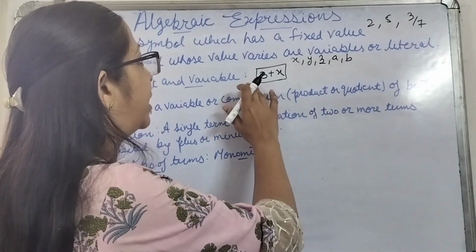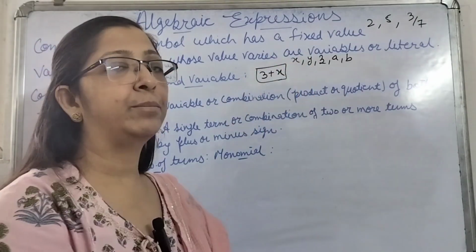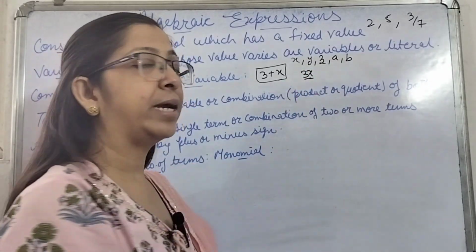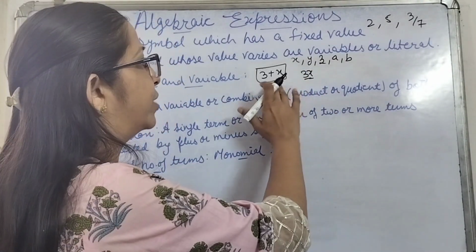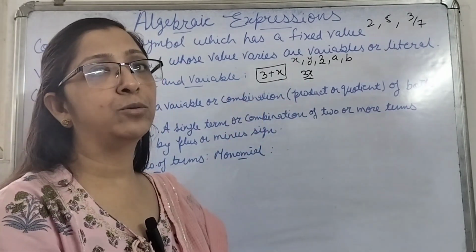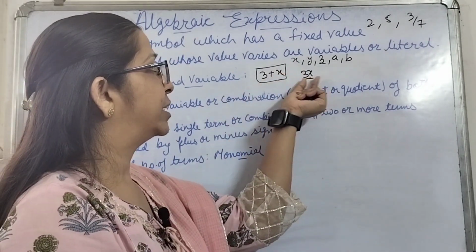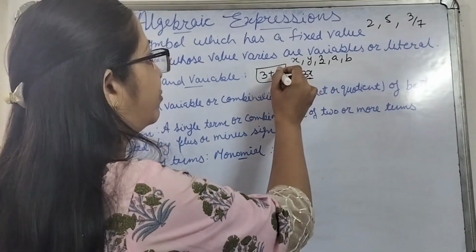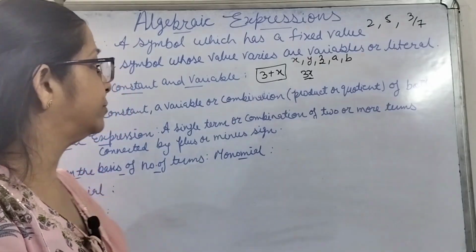So whenever we are combining a constant and a variable, whether with a plus sign, a multiplication sign or a subtraction sign, whatsoever sign we are using, the result is a variable only. It will depend upon the variable. That's the reason the result will be a variable. It will vary according to the value of the variable.